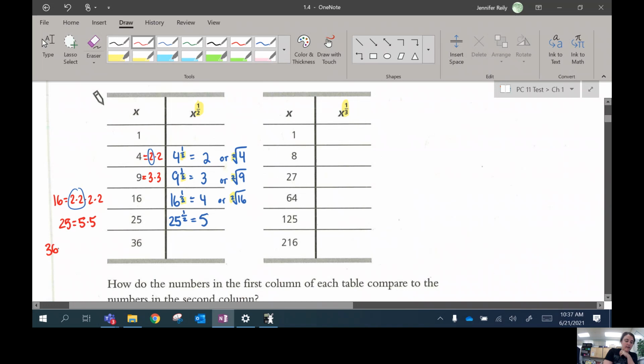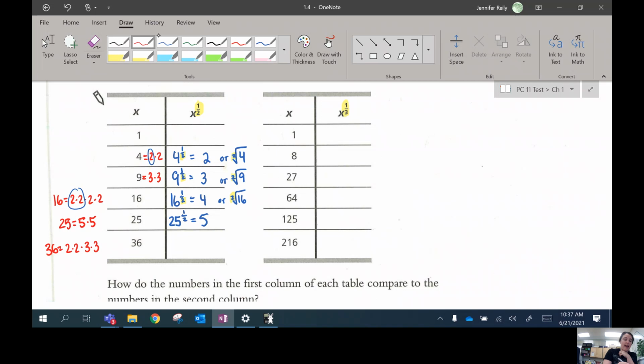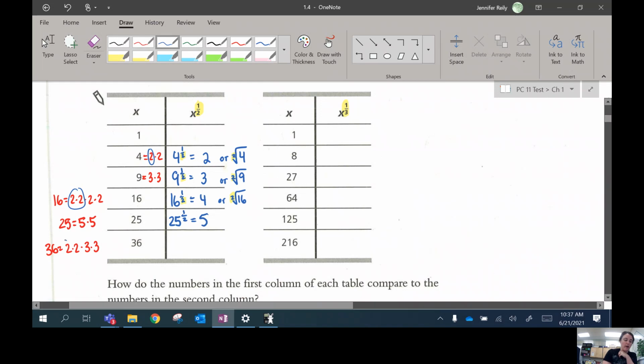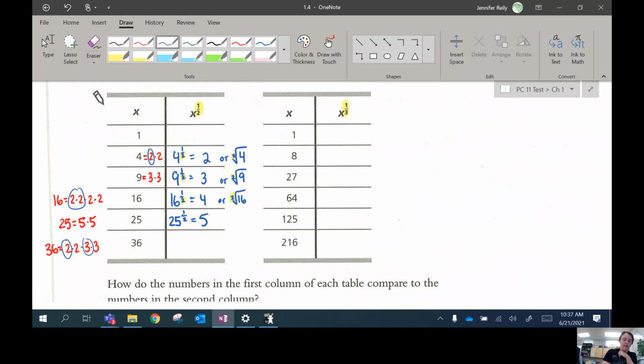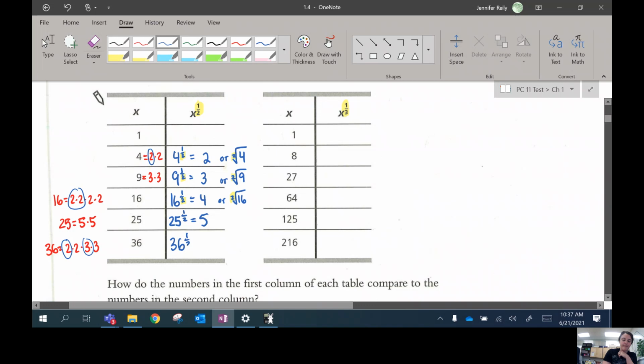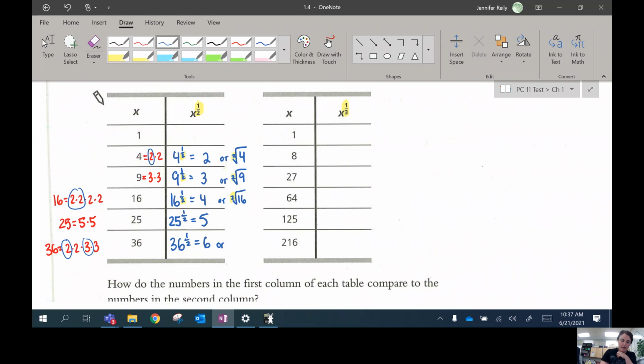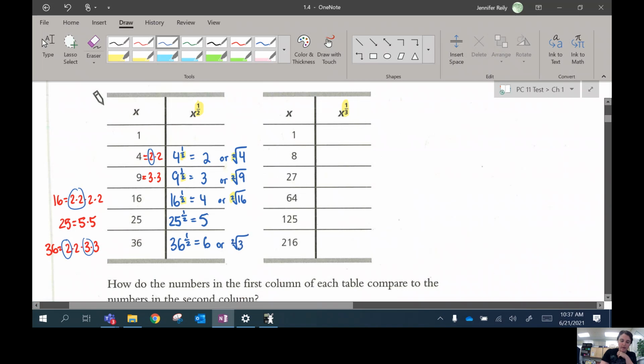36, if you did the prime factorization, it would be 2 times 2 times 3 times 3. So we want to take half of it. So 1 of the 2's and 1 of the 3's. So it would be 6. Another way to think of it is it's the square root of 36.